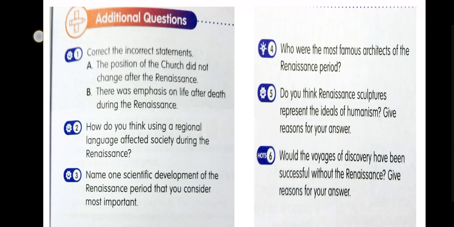Now, the additional questions. Correct the incorrect statement, that you can do using the regional language that I discussed. You can write by your own. Name one scientific development of the Renaissance that you consider most important. That is your own opinion. You can write your own answer. Who were the most famous architects of the Renaissance period? That also you can write. Do you think Renaissance sculpture represents the ideals of humanism? Give reason for your answers. Ideals of humanism.